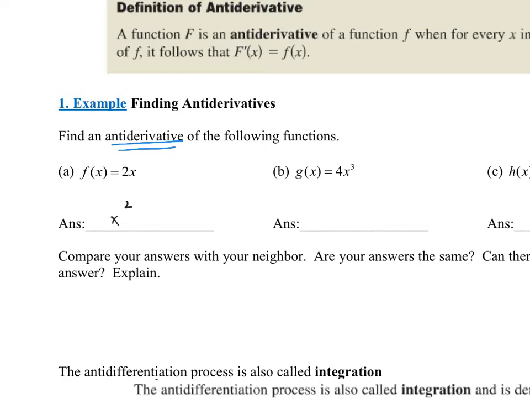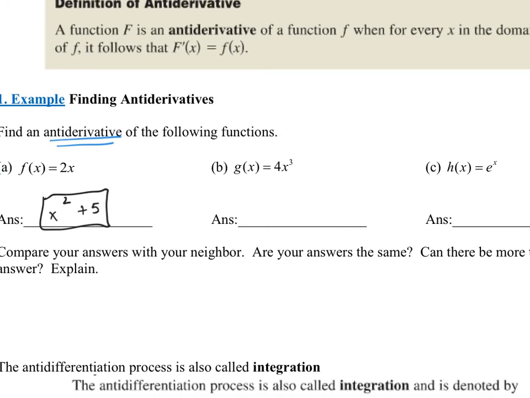So I found another function that would work. How about something like x squared plus 5? Notice if I take the derivative of x squared plus 5, the derivative of x squared is 2x and the derivative of 5 is 0. So I would get 2x, which satisfies the conditions. So x squared plus 5 is an antiderivative of f of x. Let's look at g of x. How about 4x cubed? Can you find a function that when you take its derivative, you get 4x cubed?